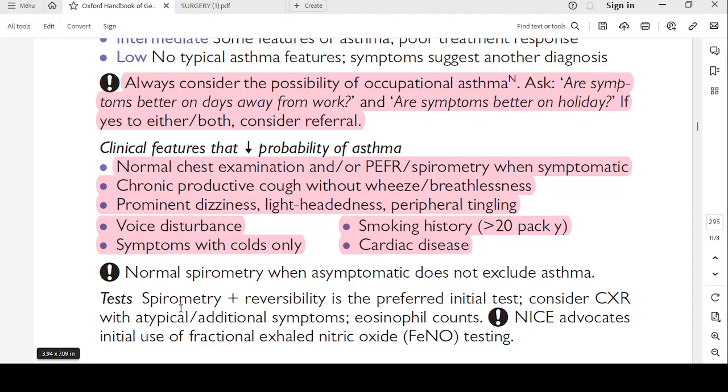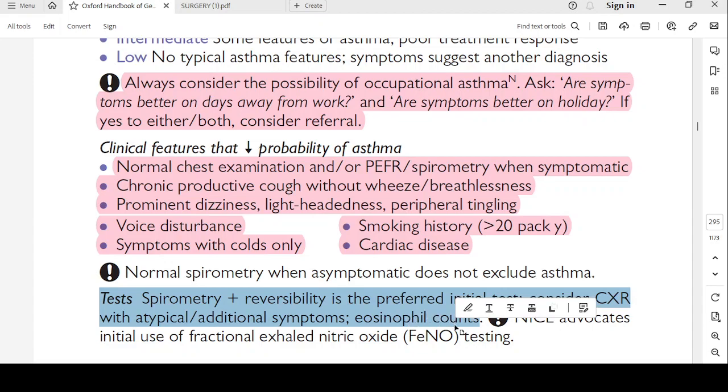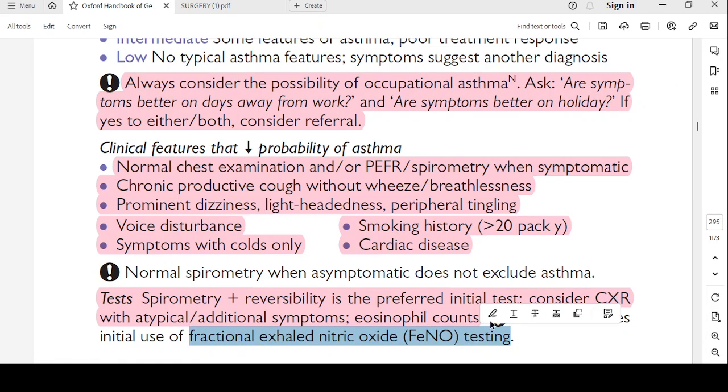Tests: spirometry plus reversibility is the preferred initial test. Consider a chest x-ray with atypical or additional symptoms. Eosinophil counts may also be done. So these are the tests. NICE advocates the use of fractional exhaled nitric oxide testing.